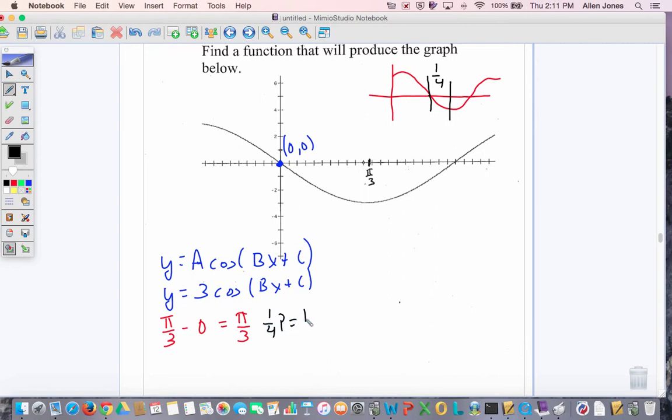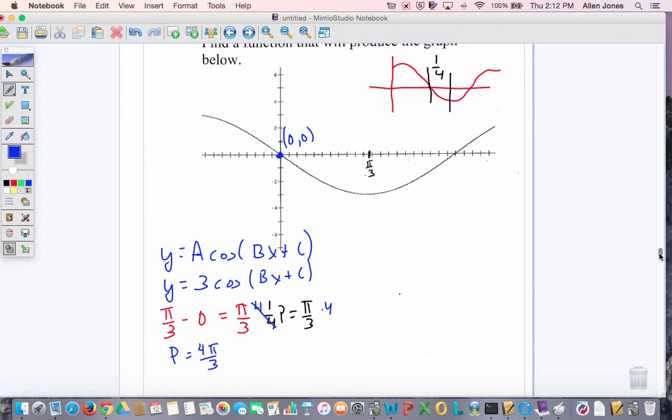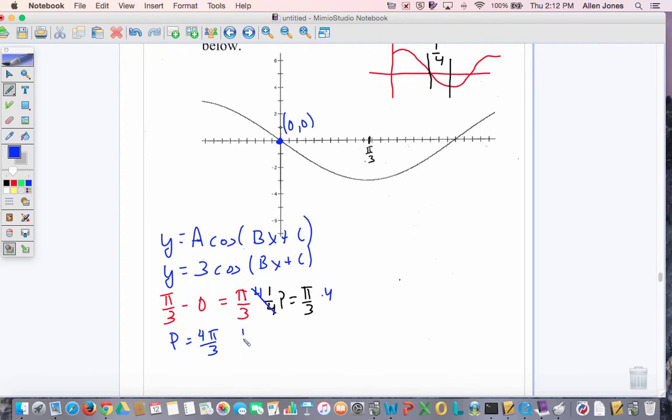So I'm going to say 1/4 of a period equals that distance of pi over 3. I want to solve for a full period length, so I'm going to multiply both sides by 4. That way I get p by itself, and my period length equals 4 pi over 3. Now, generically speaking, the equation we've been working with for several days now is period length equals 2 pi divided by b. Notice that both of those amounts are set equal to a period length, so they're equal to each other. 4 pi over 3 equals 2 pi over b.